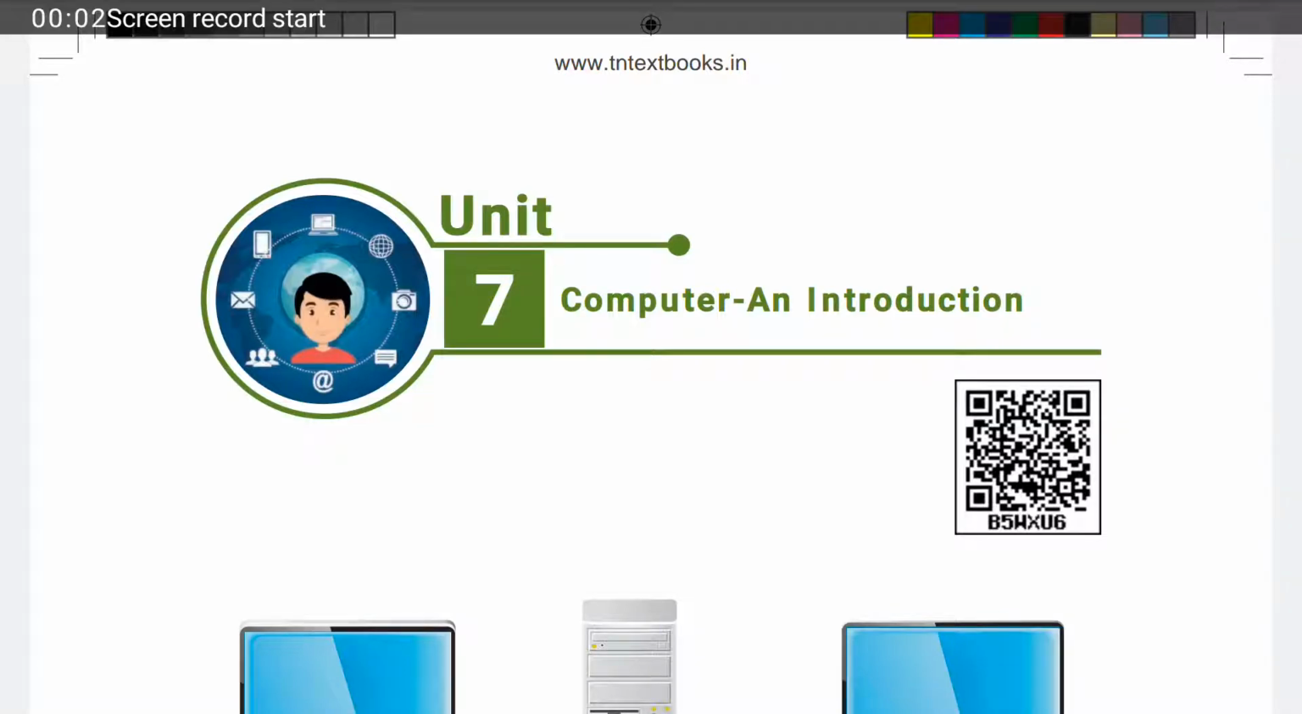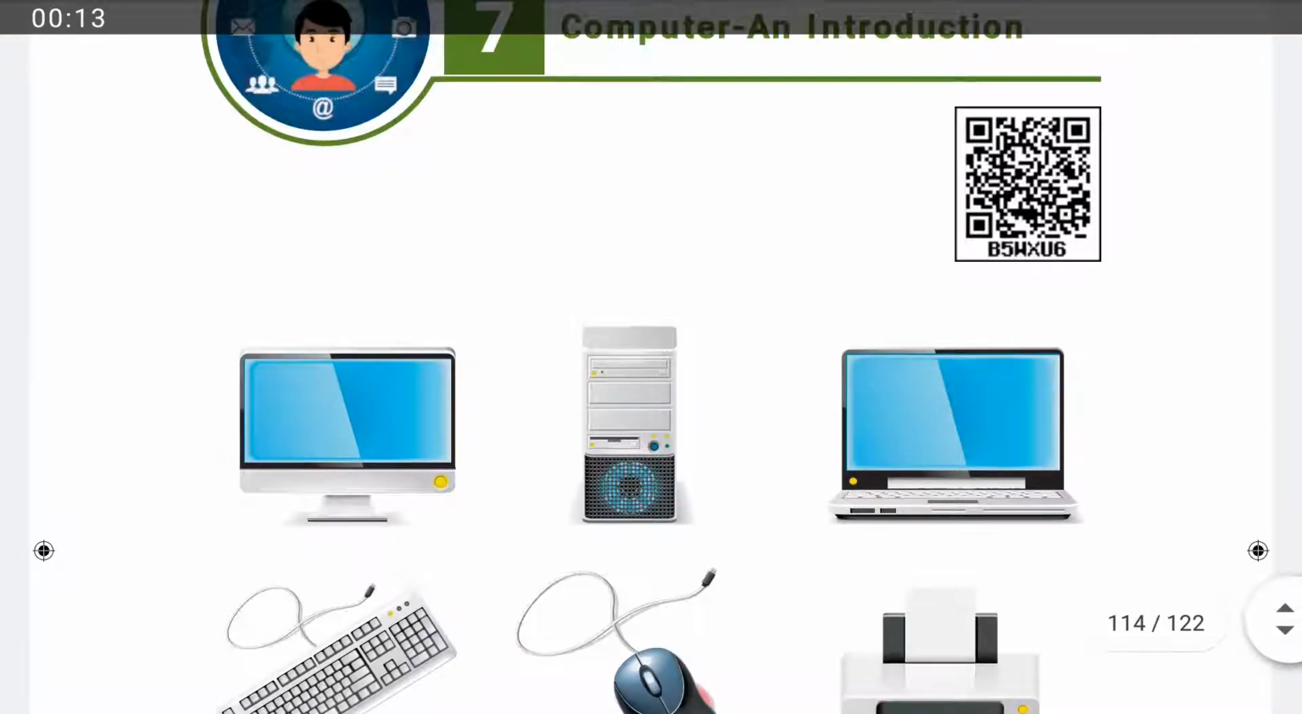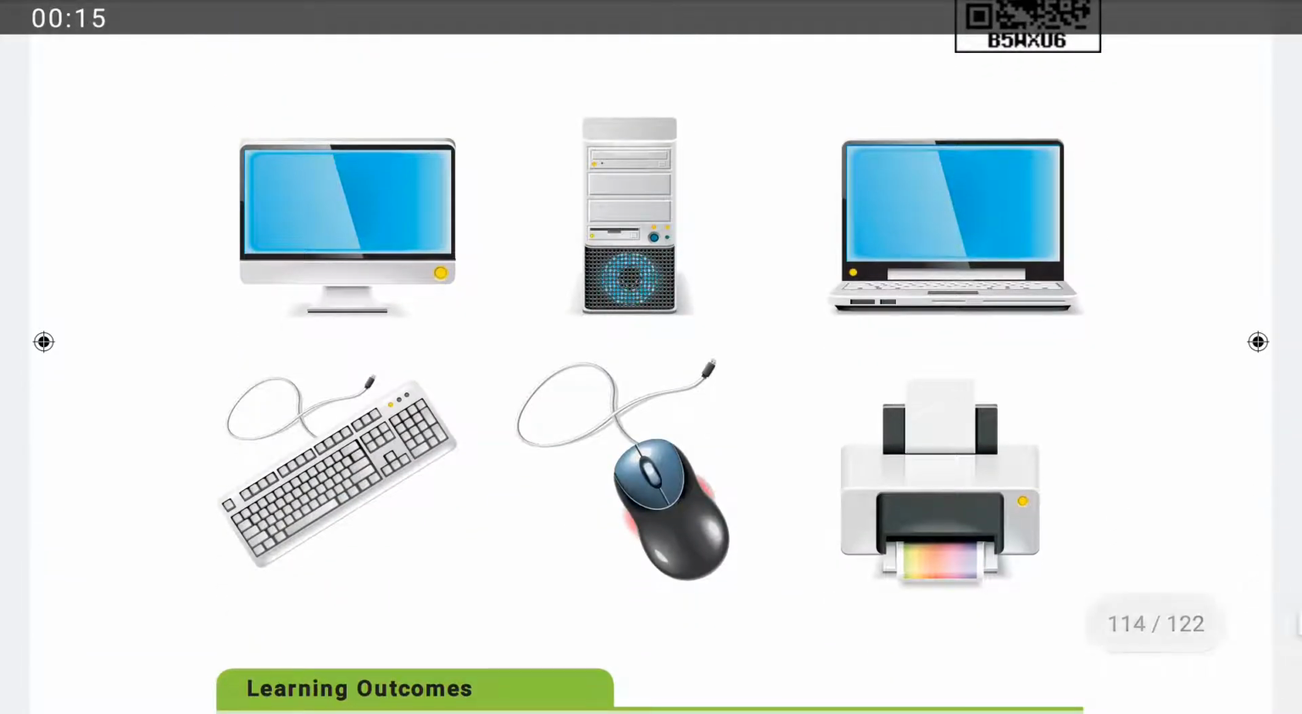Morning students, now we are going to study 6th standard science. Last lesson, 7th unit, computer and introduction. In this lesson, we study about the computer and its parts, and what is the use of a computer.